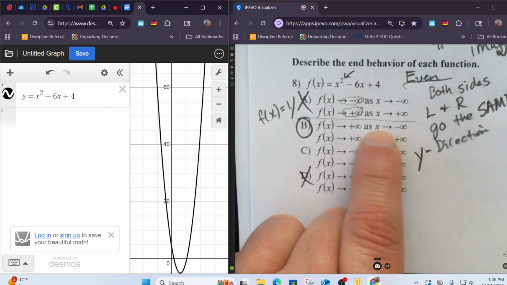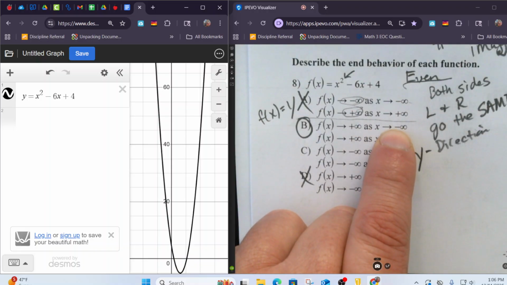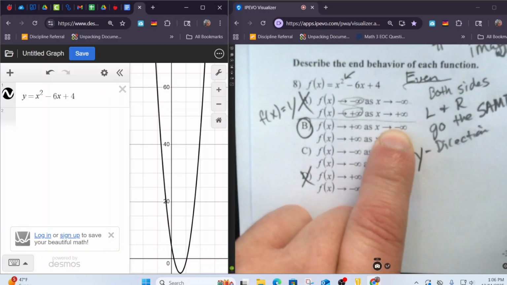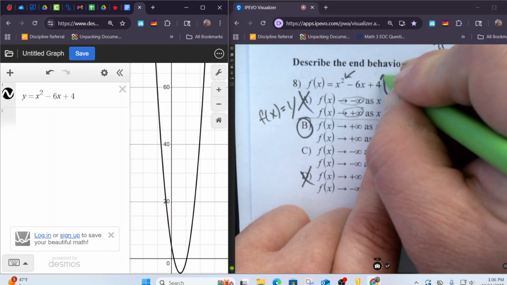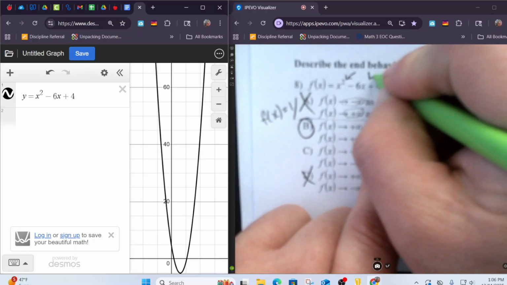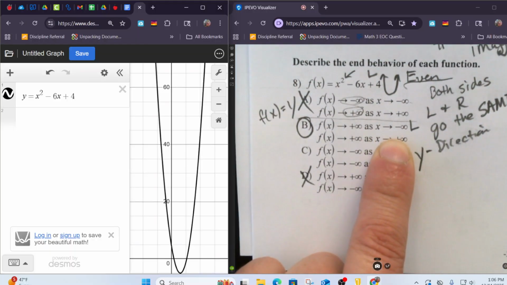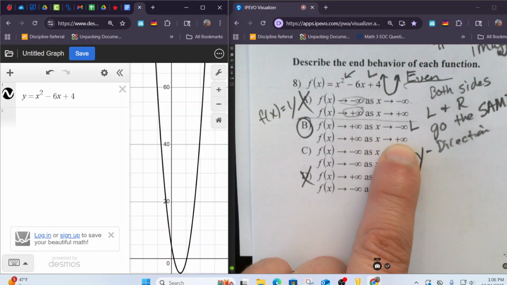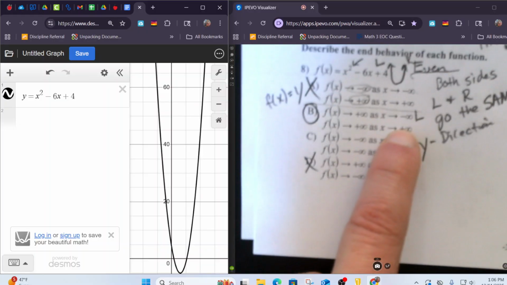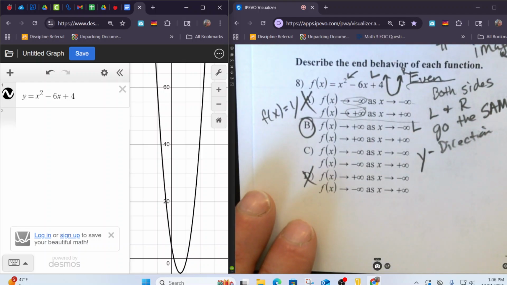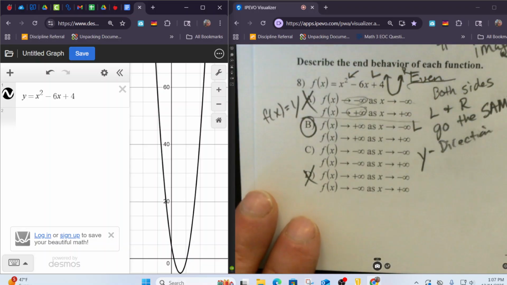Does anybody remember what this notation means? X approaches negative infinity. Does anybody know what side of the graph that is? That is the left side of your graph. So if you've got two arrows going up, that's the left arrow, and then x going to positive infinity is just your right side, or your right arrow. In general terms, x going to negative infinity is the left arrow. X going to positive infinity is your right arrow. That's the right and left side of your graph.